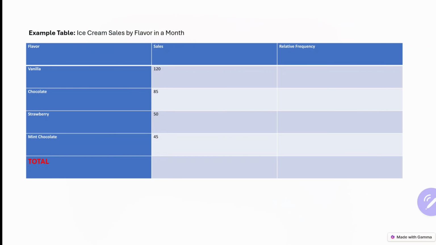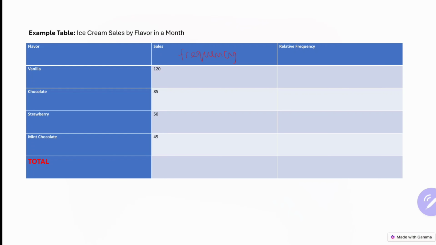Now we have this example. This example is about ice cream sales by flavor in a month. So we have 4 types of flavors. We have vanilla. I know a lot of people love vanilla. We have chocolate, we have strawberry, and we have mint chocolate. So these are the sales for each of the flavors. Our objective is to calculate the relative frequency. Now, if you look at this example, the sales here represent the frequency for each of the categories. So the sales represent the frequency.